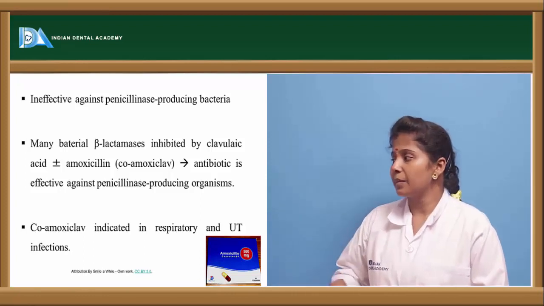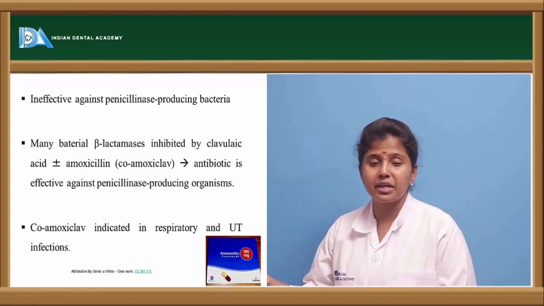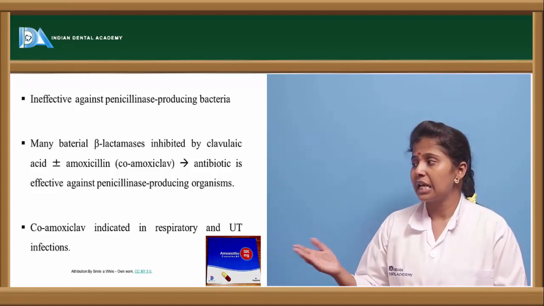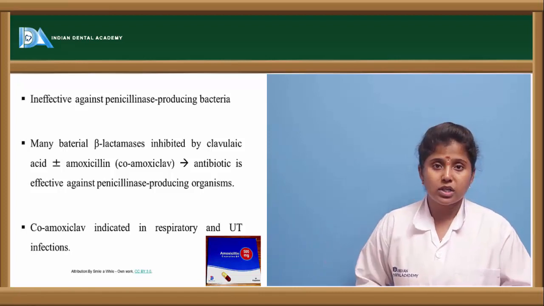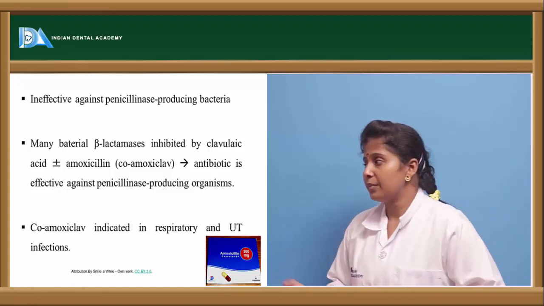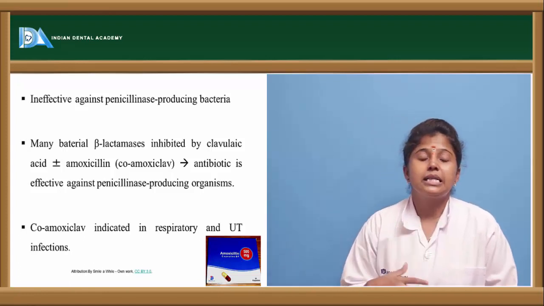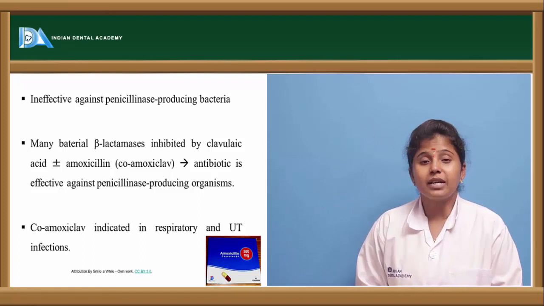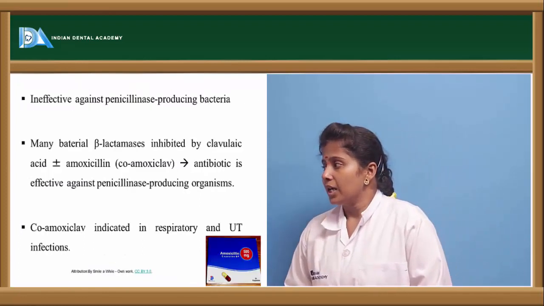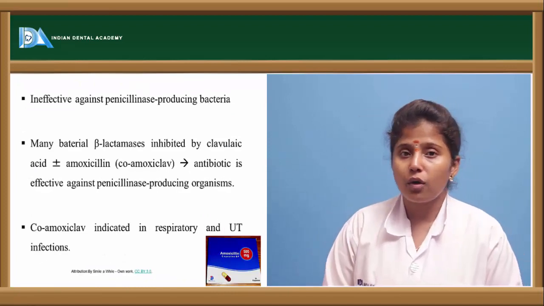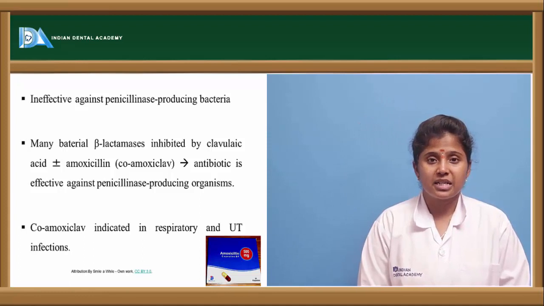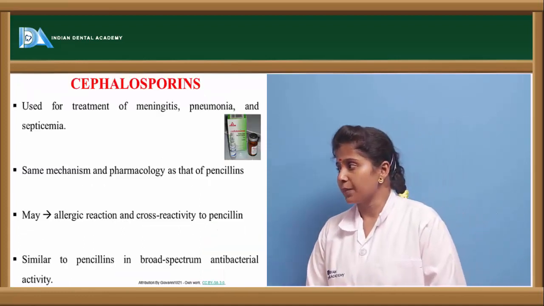Many bacterial beta-lactamases are inhibited. Beta-lactamase enzymes are inhibited by drugs like clavulanic acid with amoxicillin. This combination is very useful to inhibit the beta-lactamase, and thereby they show a better antibiotic effect in penicillin resistant species. This combination of co-amoxiclav is very useful to treat respiratory as well as urinary tract infections.